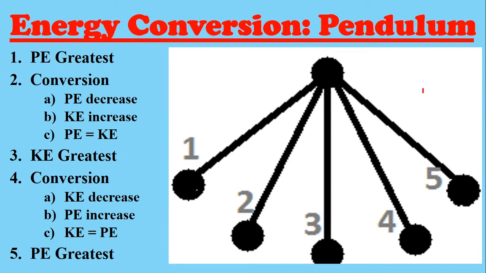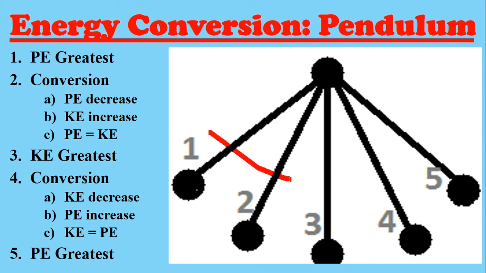Another thing you could have is something called a pendulum. A pendulum at point 1 has potential energy greatest. You're holding it up, you're about to let it go. When you let it go and it starts to swing down, conversion's happening. Potential energy is going down, kinetic energy is going up. At point 2, they're kind of equal. When it is perpendicular to the ground at point 3, kinetic energy is at its greatest at that point of the swing.